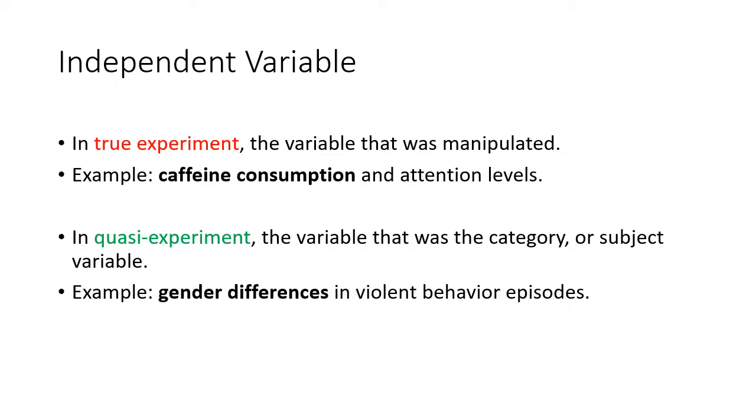Now, in a quasi-experiment, the independent variable is the category or subject variable. The example I'll give you here is, let's say your research interest is whether there are any gender differences in violent behavior episodes. Then in this case, the sex of the participants, or the gender differences, would be your independent variable.